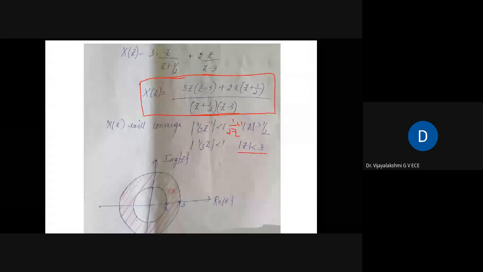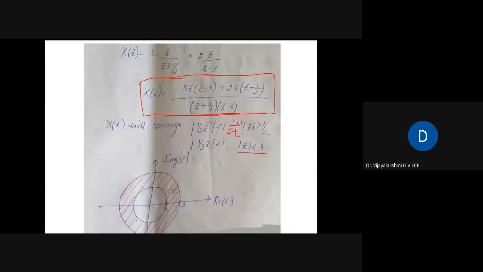Now you can observe here I have two conditions. One is z greater than half and the other one is z less than 3. So to plot the rings, I have two values of z. In the z plane I'll draw two rings. One ring of radius 1 by 2. This is not according to the scale. So this is the ring of radius 1 by 2 and this is the ring of radius 3.